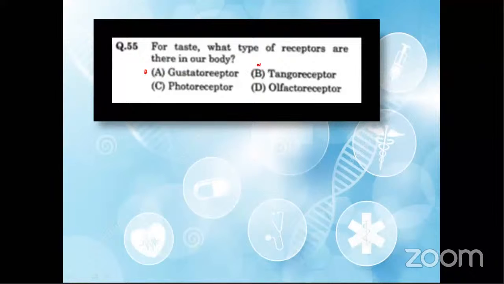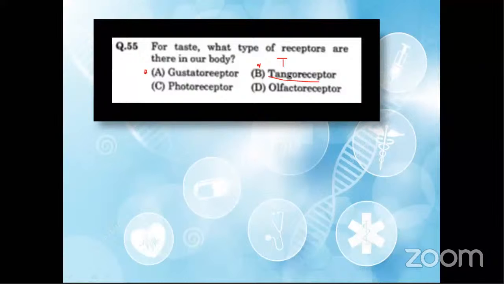Okay, any more? Your 20 seconds are going on. Anyone would give a try for the answer? Okay, there are votes for A again. Ma'am, tango receptor is for touch sensation. Yes, very nice. Good. Tango receptor is basically for touch. T for tango, T for touch.